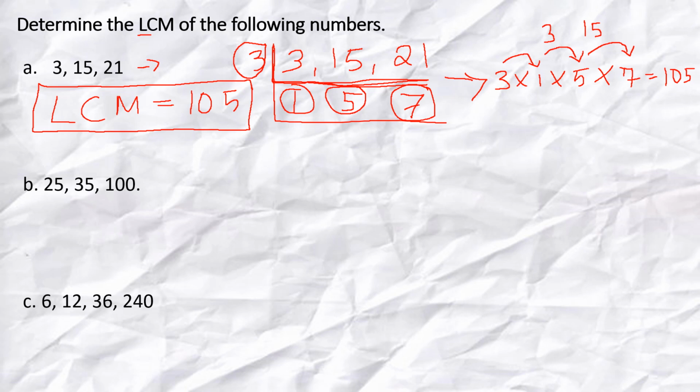Next, we have the numbers 25, 35, and 100. So the common factor of these three numbers is the number 5. 25 divided by 5 is 5. 35 divided by 5 is 7. 100 divided by 5 is 20. So we now have the remaining numbers, which are 5, 7, and 20.